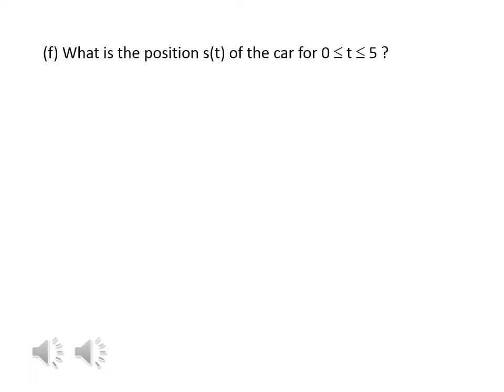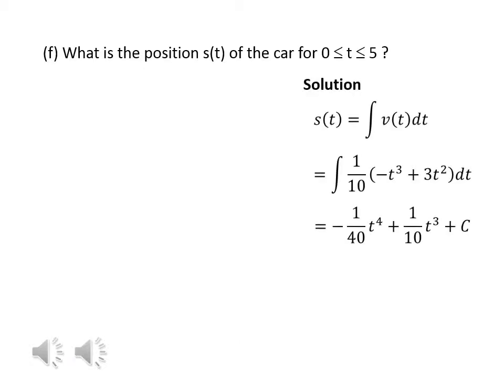We can think about question F like this. We already have the derivative of s, which is the velocity, and we also have a condition on s, which is s of 0 equals 0. So we can immediately write our solution as s of t equals the antiderivative of the velocity. Take a moment to check that this is the proper antiderivative.